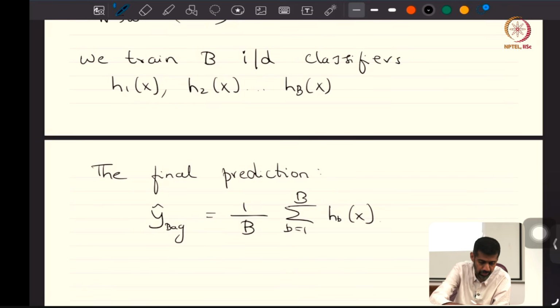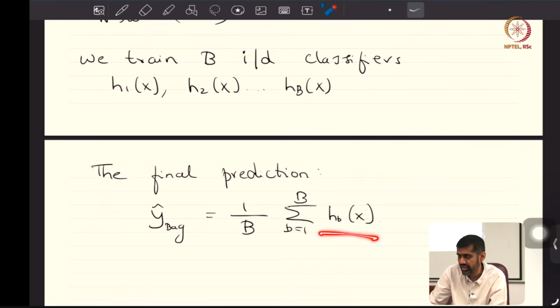Now, one question to be answered is, can we do any better? When we are sampling, there are two questions here. How do we sample? Right now we just sampled with replacement and gave equal importance to all of the samples. The other thing is, how did we train the individual classifiers? We just trained them doing an ERM over whatever sample data sets we have. Can we do something better here?